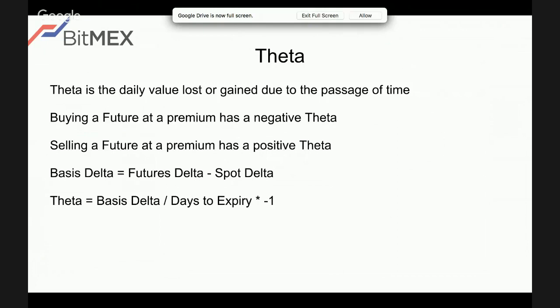We want to take what I call basis delta, which is basically the difference between the delta calculated at the futures price and the delta calculated at the spot price. This is basically your aggregate time value. You take that basis delta and divide by the number of days that the futures contract has to expiry and multiply by -1.